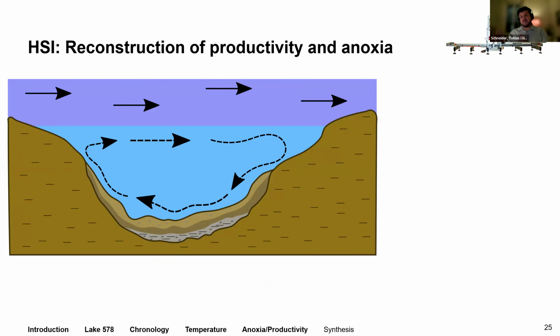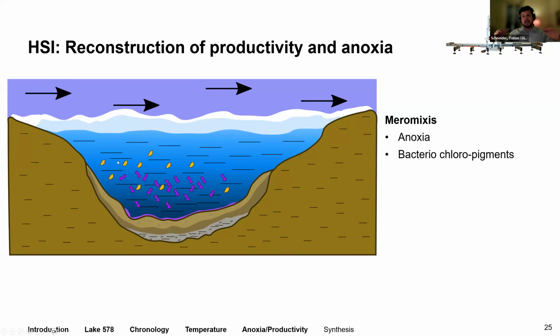And now we go towards the anoxia and productivity reconstruction. Just for the concept, we have Lake 578, a well-mixed system, and if we put ice cover on top of it, the oxygen starts being consumed by different microorganisms, and at some point that's the ideal setup for methanogens and different bacteria that can live there, and they start producing chloropigments, and when they die, they settle into the sediments.